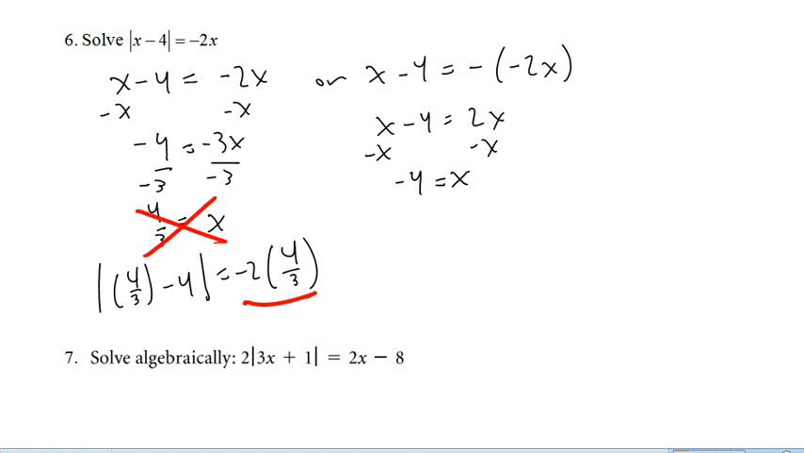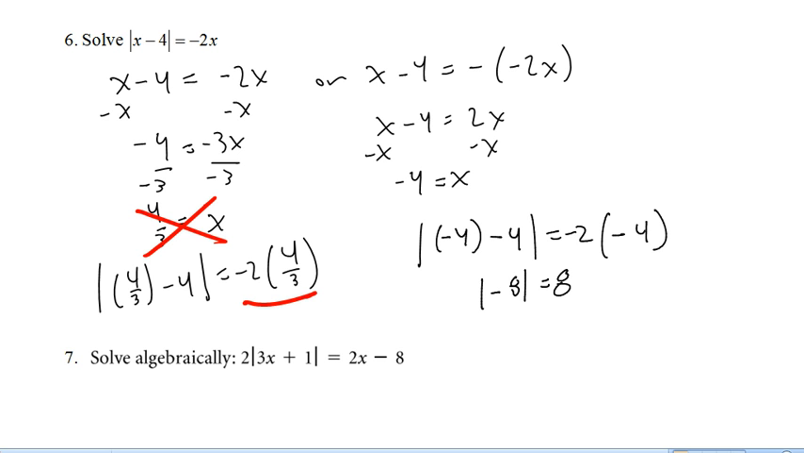And let's try negative 4 now. So absolute value of negative 4 minus 4 equals negative 2 times negative 4. So the absolute value of negative 8 equals negative times negative is a positive. Positive 8, that one's good.